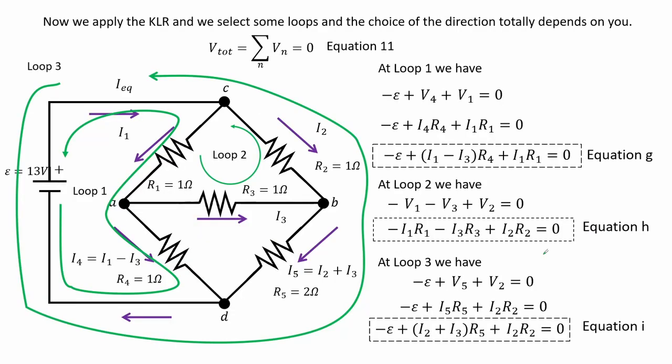Now we apply the KLR and we select some loops, and the choice of the direction totally depends on you. At loop 1 we have equation G. At loop 2 we have equation H. At loop 3, which is the largest loop, we have equation I. As you can see, we only selected a few loops, despite that we can have more loops.